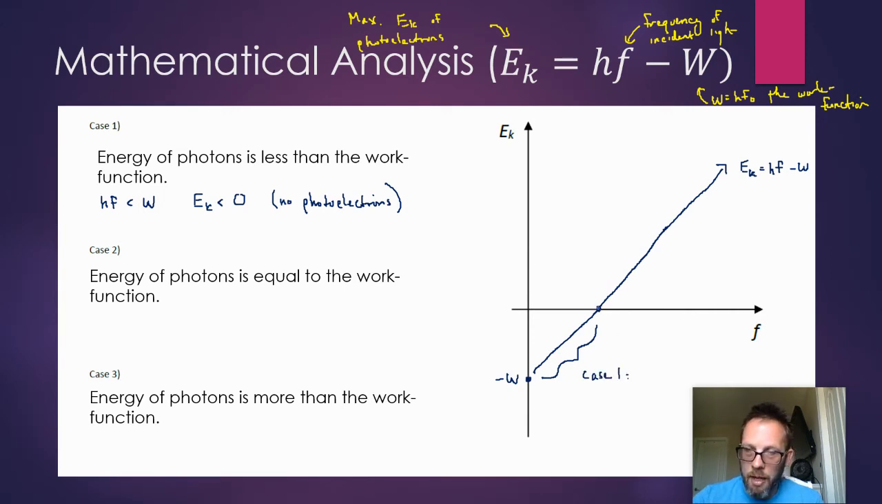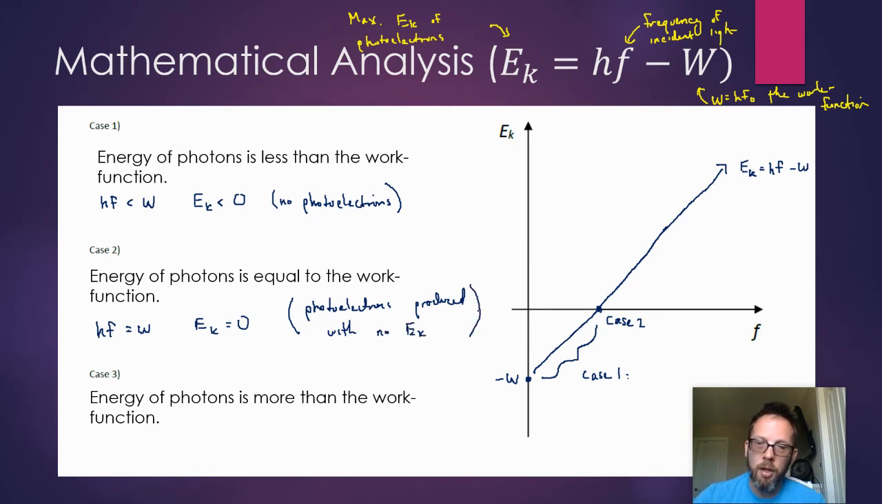Case 2 is when they match perfectly. So in case 2, the energy of the photons is equal to the work function. So hf is equal to W, and EK is going to equal 0. So what that means is you're going to get photoelectrons produced with no kinetic energy. So they're just going to be free electrons still on the metal.